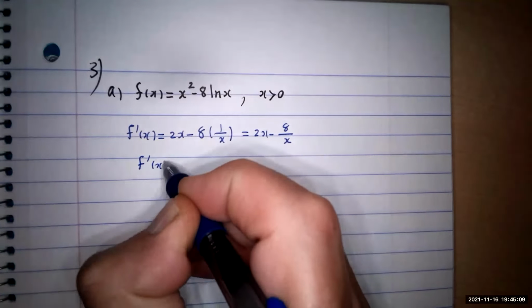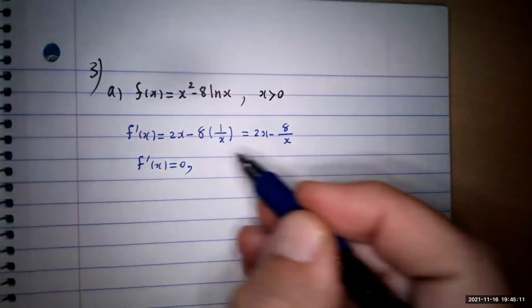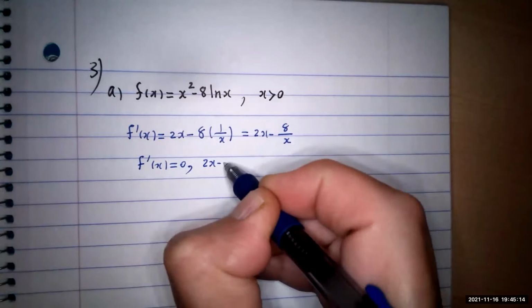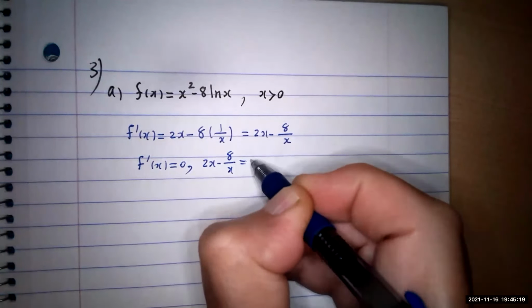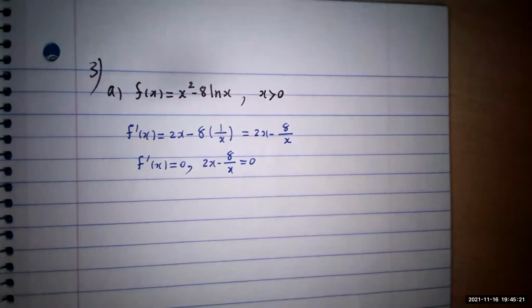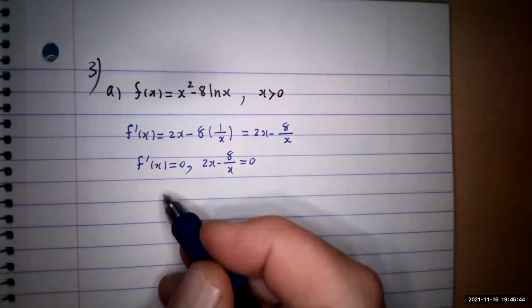So f prime of x equal to 0. This means 2x minus 8 over x equal to 0. We want to solve this equation. We did this type of equation before. You have to get rid of the denominator first, okay? So one way to do it, you can multiply both sides by x. Or since it's only 2 terms, you can move one of them to the other side and use cross multiplication. So you have 2 choices.